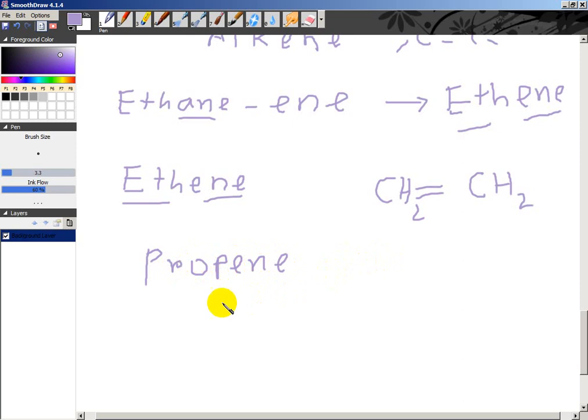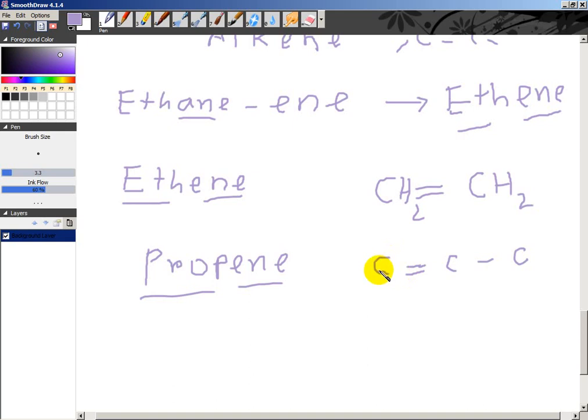Propane: prop means three carbons in a chain, and 'ene' means alkene, at least one carbon-carbon double bond. So I should write three carbons in a chain, right? This is an alkene, so I can give any double bond, at least one double bond. Now I am giving the double bond here. Now I put the hydrogens.